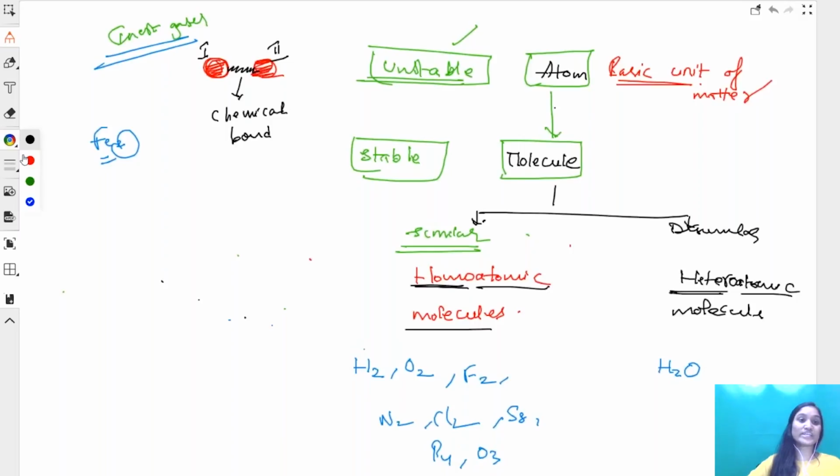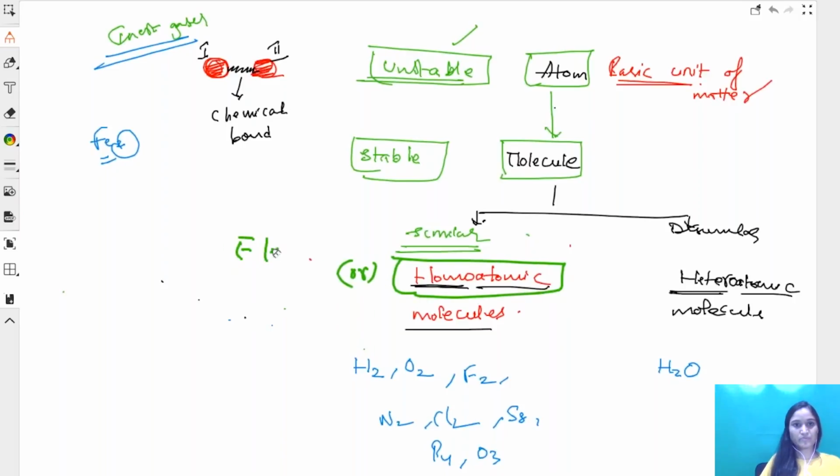Homoatomic molecules are the ones which contain similar type of atoms, and note it down, there is another name for homoatomic molecules. Homoatomic molecules can also be called elements. You don't find the term homoatomic everywhere, but we commonly call them elements. So elements are homoatomic by nature. They have similar type of atoms, and they are stable because they are molecules, right?